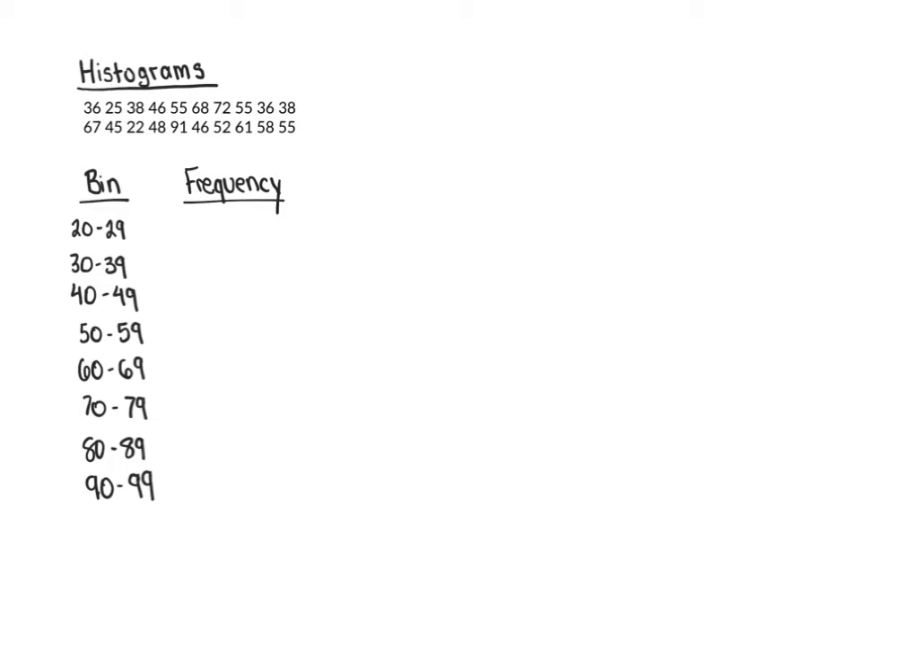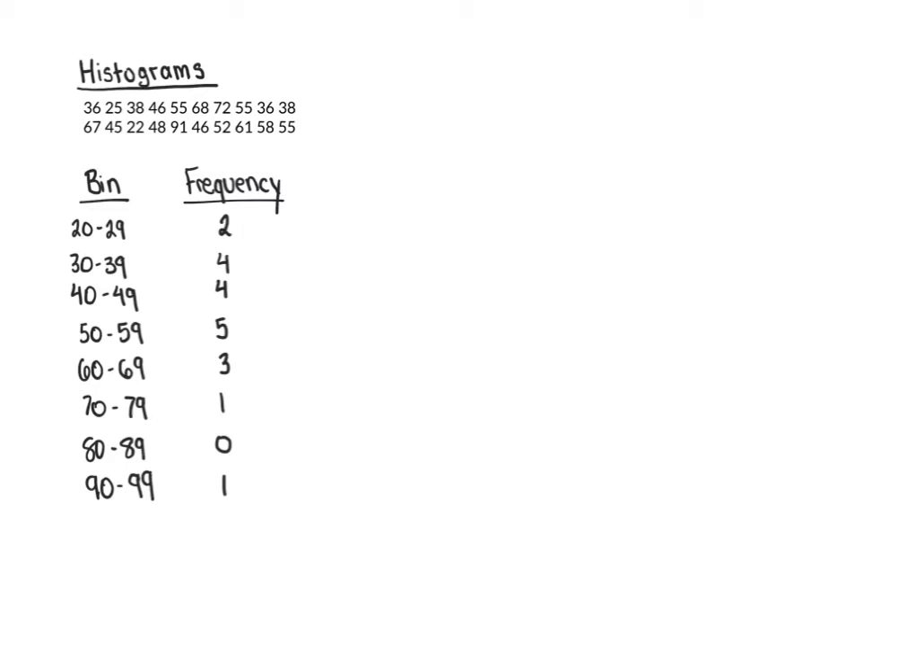So let's start with the 20s. We see that we have 25 and 22 in our data set, so the frequency here is 2. Next, for the 30s, we have 36, 38, another 36, and another 38. So that's a total of 4. Continuing in the same manner, in the 40s, we also have 4 data points. In the 50s, we have 5. In the 60s, we have 3. In the 70s, we have 1. We don't have any values for the 80s, so we'll leave that as 0. And we have 1 value in the 90s.